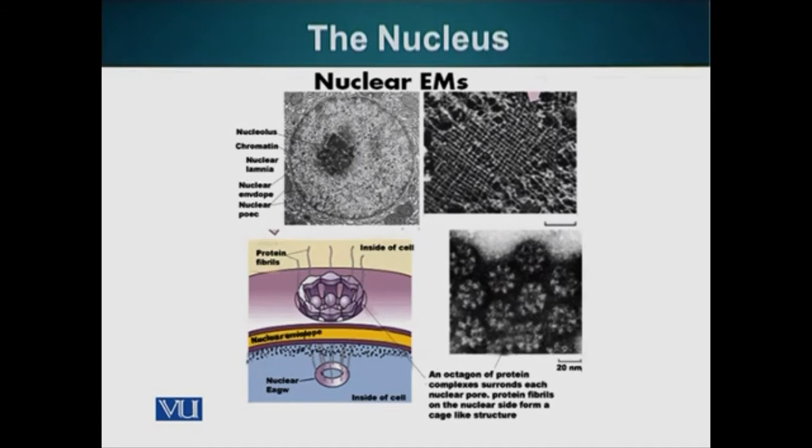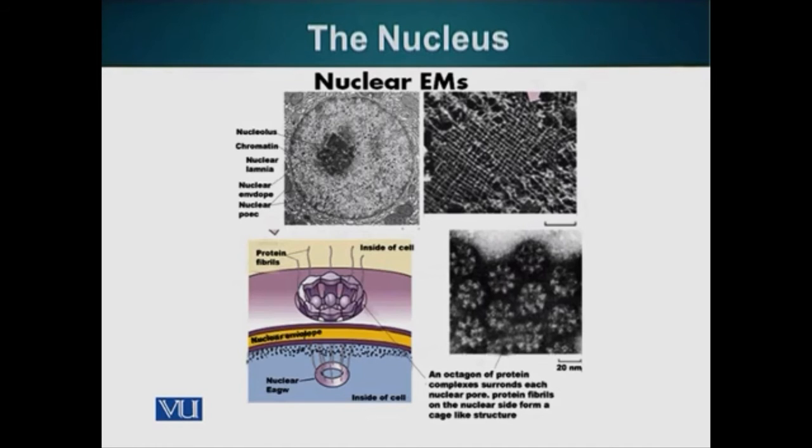Here on the screen you can see the structure of nuclear pores. The nuclear pores, as I mentioned, have octagonal symmetry. This is an electron micrograph of a nuclear pore. Here you can see the nuclear lamina. This is also an electron micrograph of the nucleus. Now we will come to what is the major content of the nucleus. It is the nucleic acid.